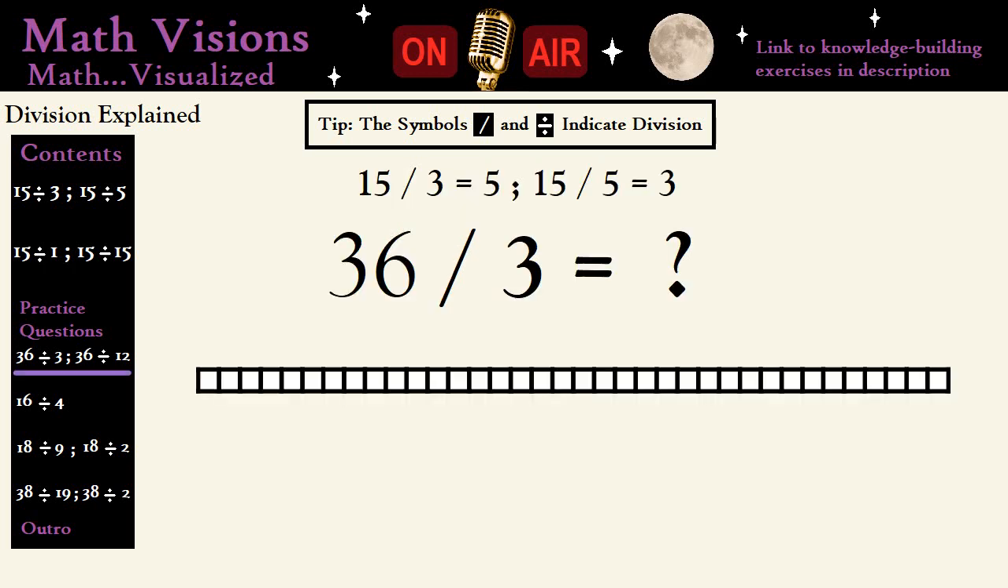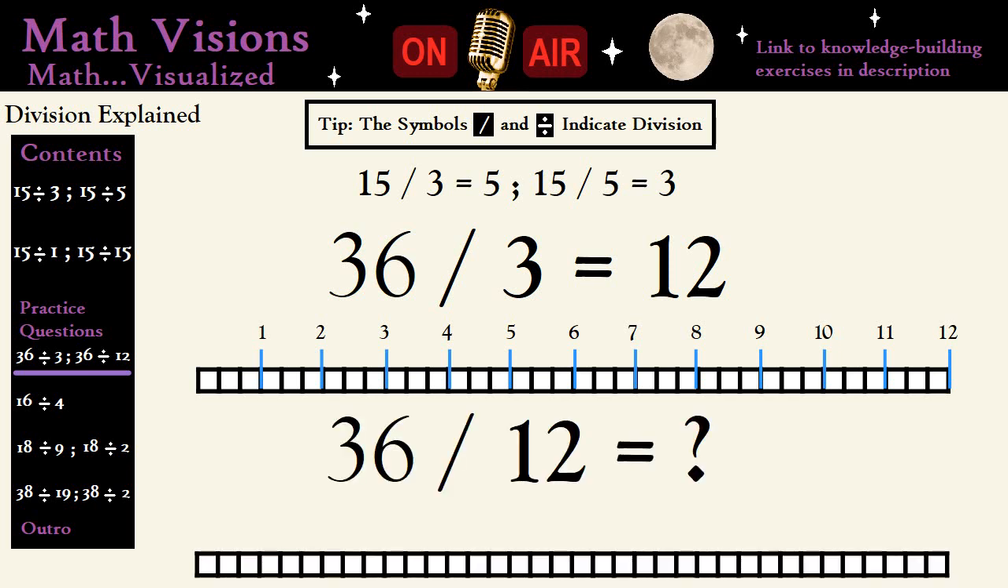We'll do 36 divided by 3. Looking back at our previous examples, what should we do next? That's right, count groups of 3 and draw a line after each group. If we do this, we get 12 groups of 3. Therefore, 36 divided by 3 is 12. Remember what we went over earlier? What will our answer be if we divide 36 by 12 this time? If you said 3, you're right.